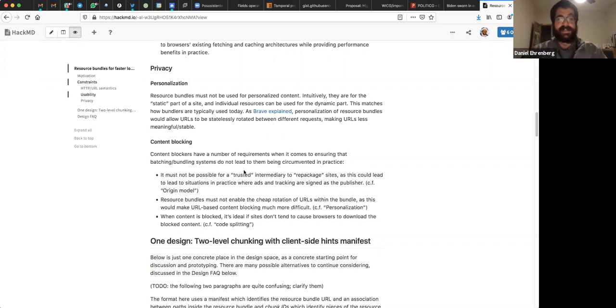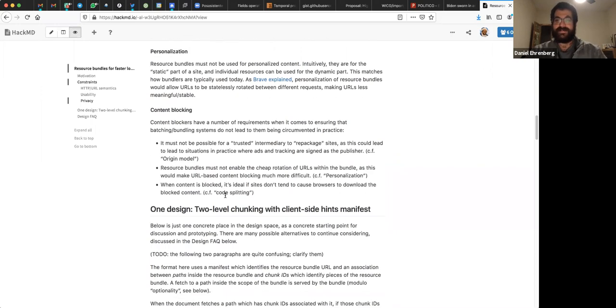Also for content blocking, when those content blockers block URLs, they avoid the overhead of downloading the content that's linked to it. It would be great if we could avoid that overhead for bundling as well, if bundling weren't a thing that made everybody incur that overhead. I think this ultimately comes back to the same thing as code splitting. And of course, the origin model: if we broke that, that would also be bad for content blocking.